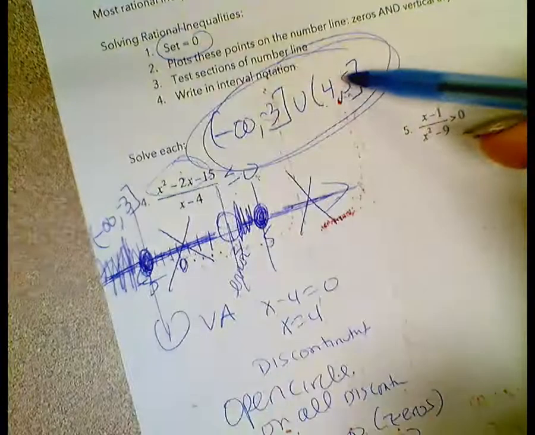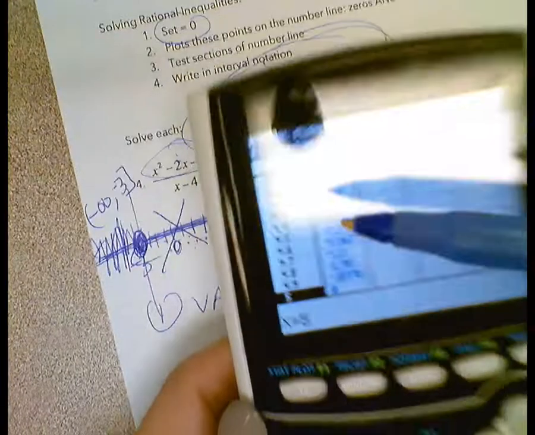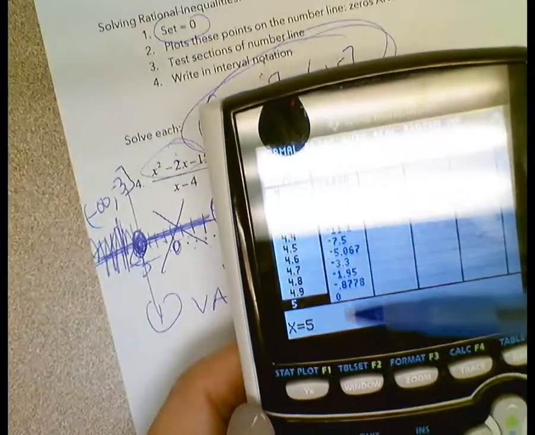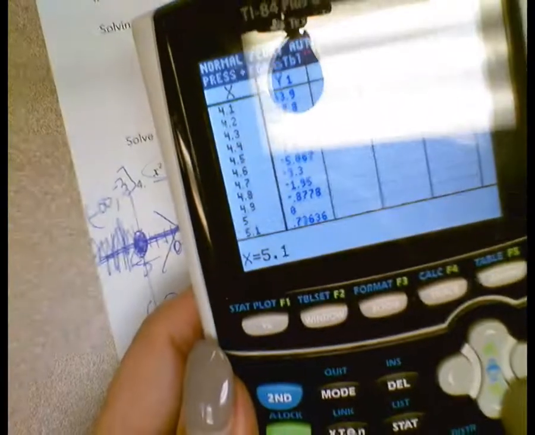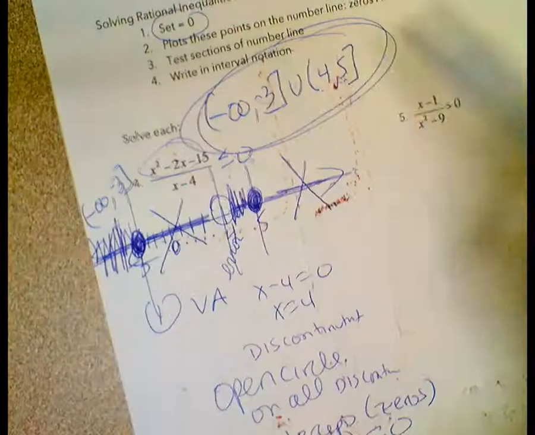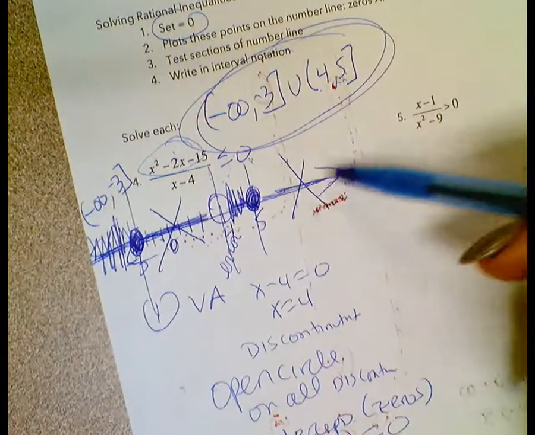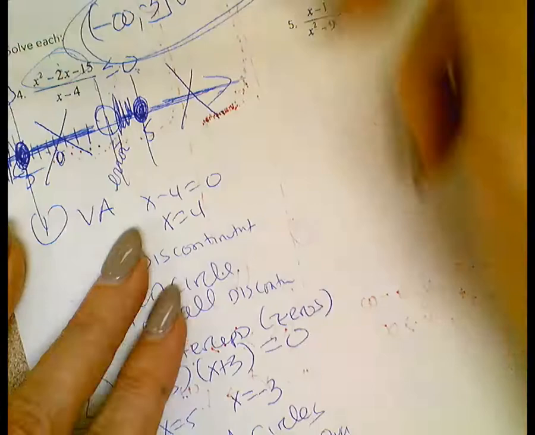Okay, and that's why there was a 5 in our answer right here. From 4 to 5, they were all negative. But when it hit 5, they started going positive again. That's why anything greater than 5 did not work. So I hope that makes sense to you. Let's try another one. All right, ready?